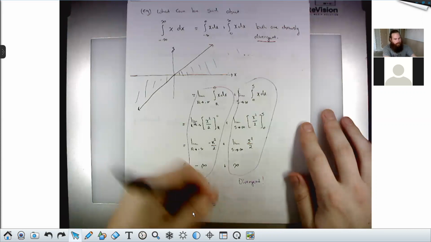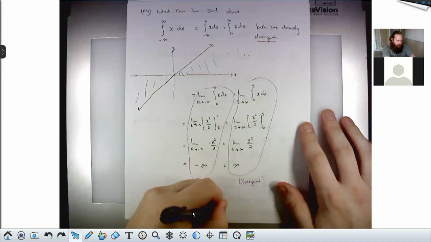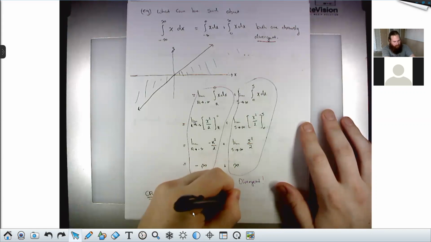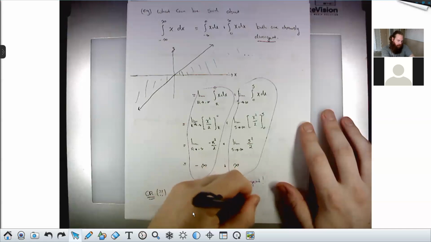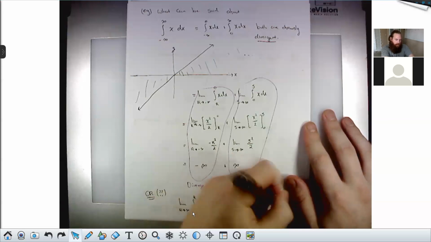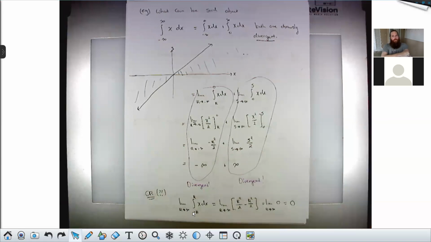So this guy really would be zero, because the integral inside there is 0. So I get lim r to infinity of r squared over 2 minus r squared over 2, which is lim r to infinity of 0, which is 0. And these are two seemingly valid ways to interpret this integral. One leads to us saying the integral is divergent. The other suggests that the integral is convergent.